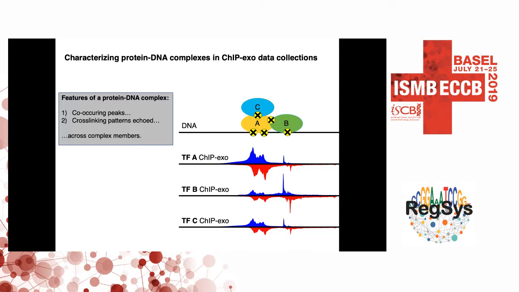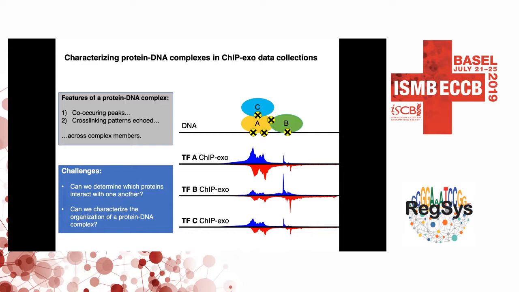So if we have a collection of ChIP-exo data, we should be able to look for proteins that first of all have peaks located nearby one another, and secondly, we may be able to leverage this sort of echoing pattern to tell something about the organization of those proteins within a complex.